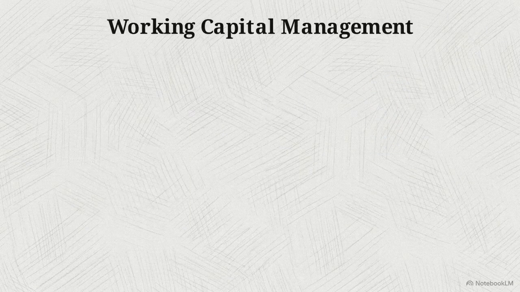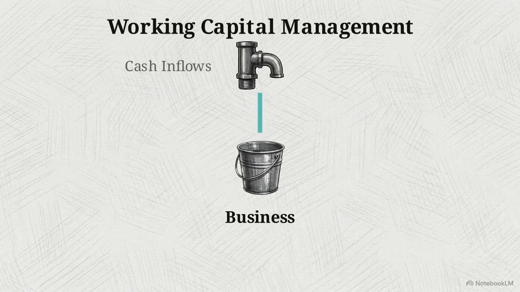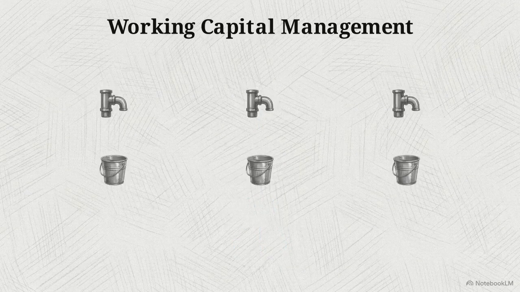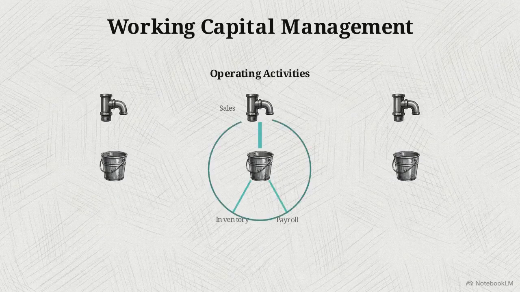Ensuring you have enough cash to survive day to day is called working capital management. Think of your business as a bucket. Water represents cash inflows, while leaks represent outflows, like payroll, inventory, and debt. We can group these flows into 3 categories. First are operating activities. This is the core business cycle, the cash you collect from sales versus what you pay for the inventory and payroll needed to make those sales happen.